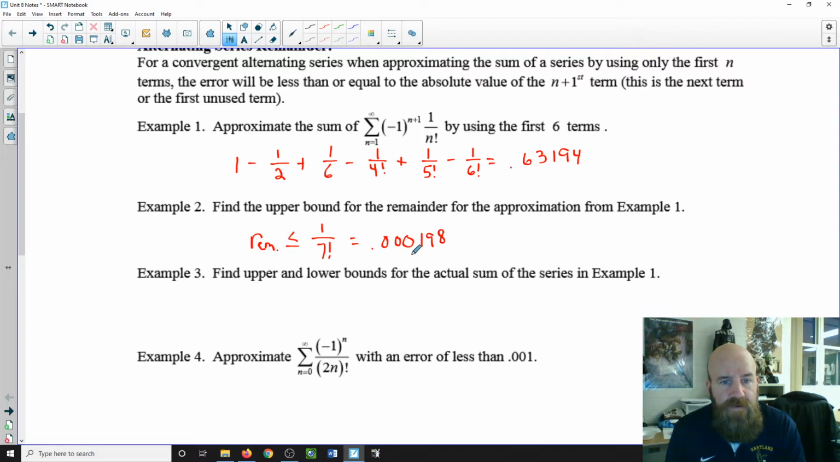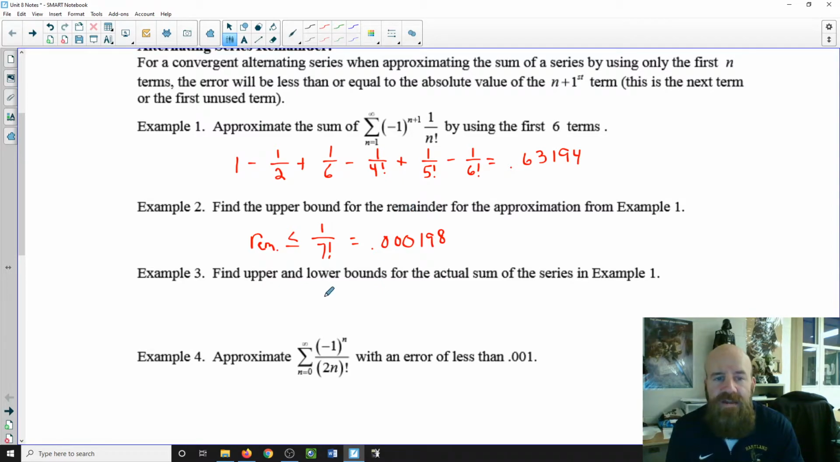Alright, so that's the upper bound. And then in example 3, find upper and lower bounds for the actual sum. So what we're going to do is take our calculated value from example 1, and add on this remainder error.